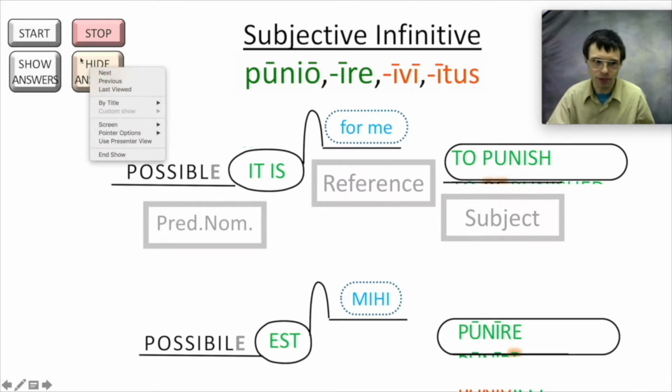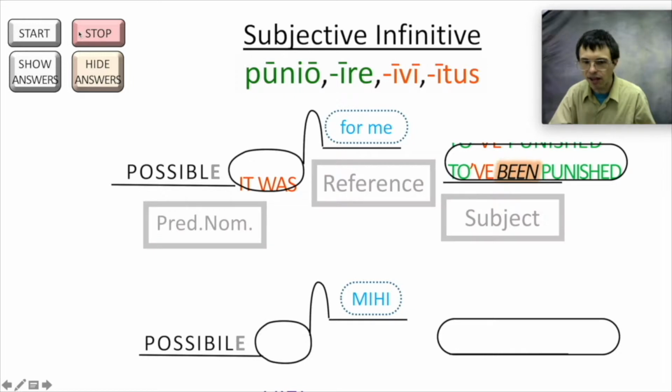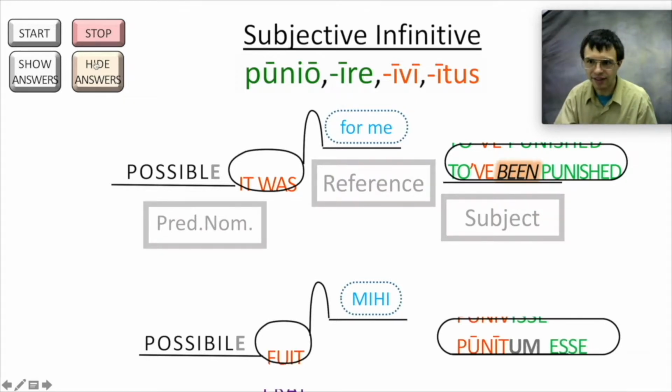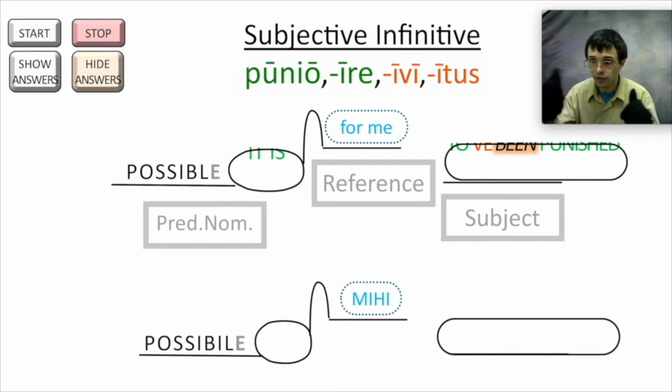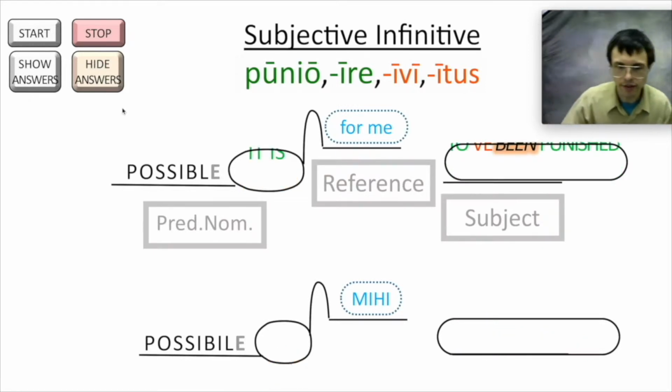Of course, that was all presents. Let's try it again. Possible it was for me to have been punished. Uh-oh, what would that be? Well, take it in order. Possibile fuit mihi. And then here you've got the past because of "have," and you've got the passive because of "been." So the top left one, punitum esse. Okay, so if you could do this, then you've got subjective infinitives. Good. All right, let's keep going.